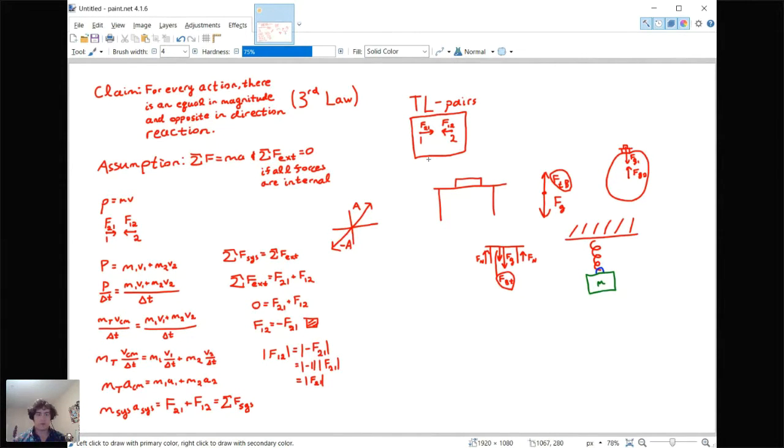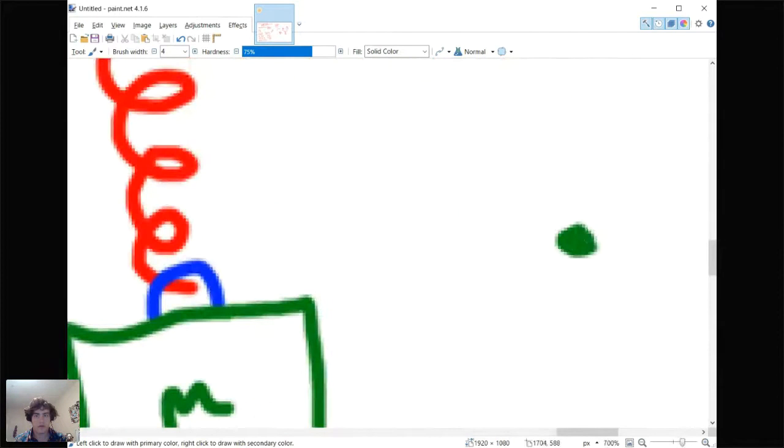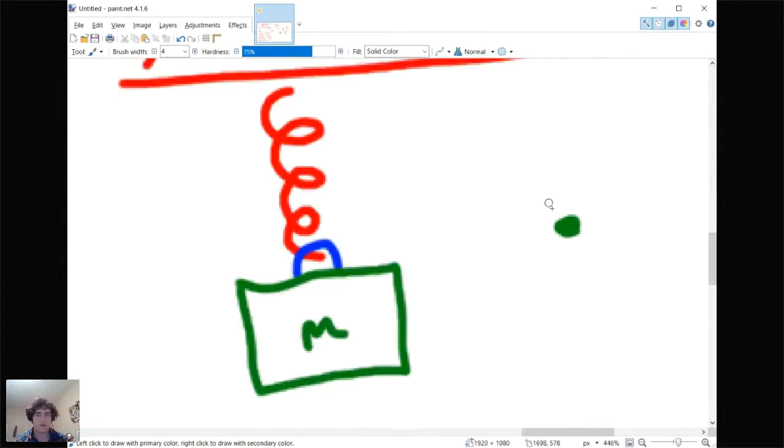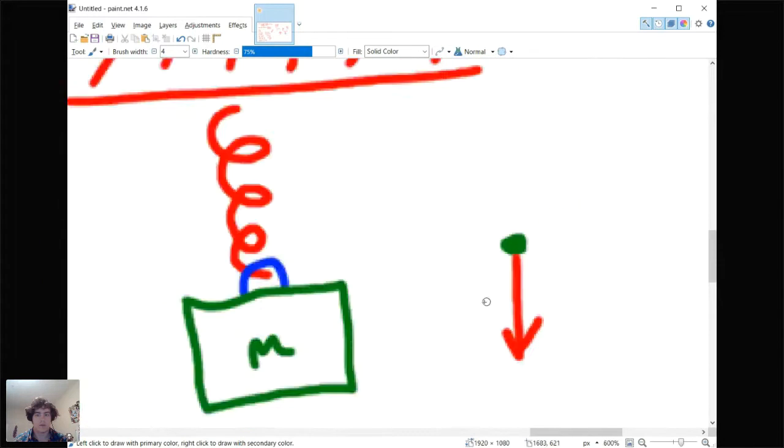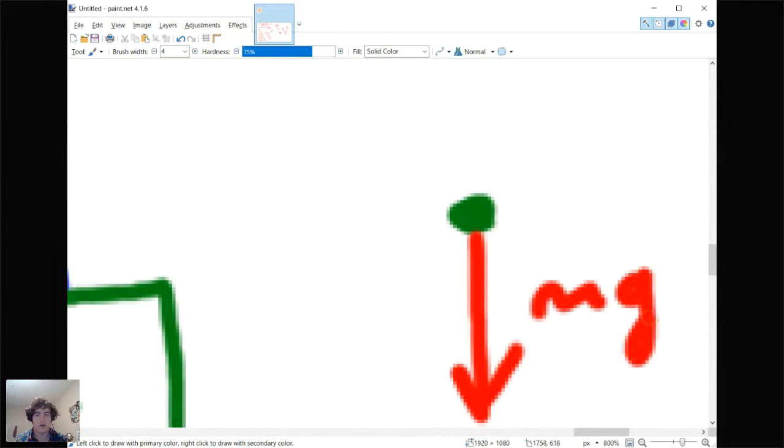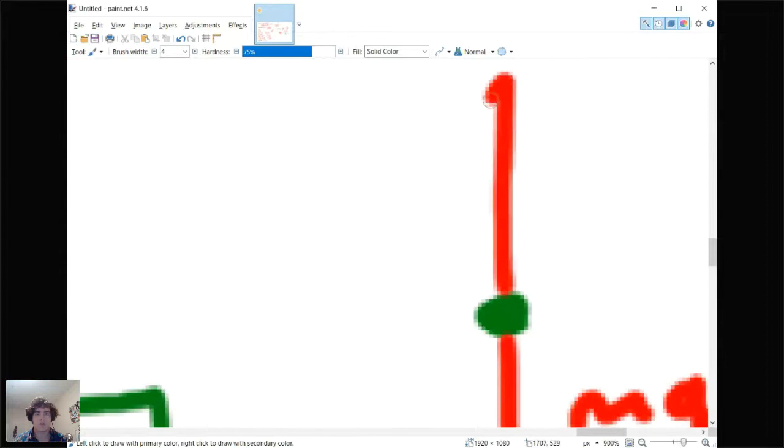But when we look at the free body diagram for the box, we have a force of gravity downwards, mg, and a force from the spring.